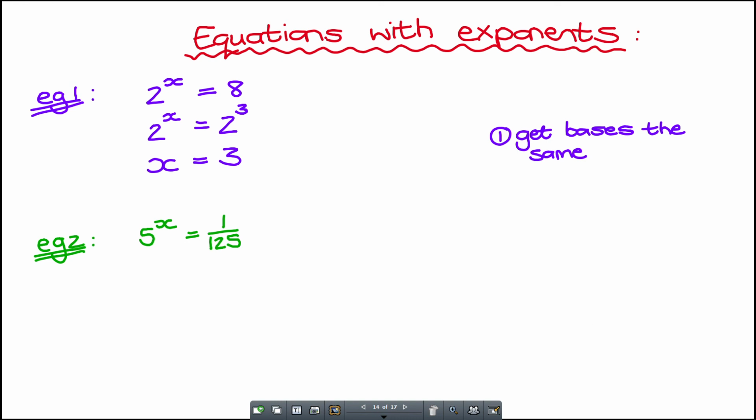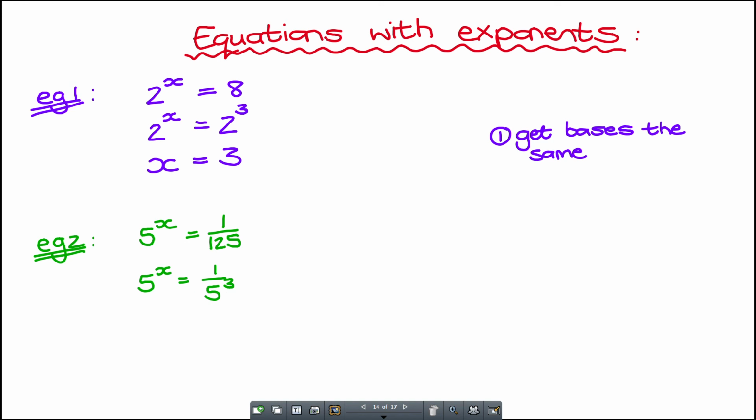Okay, now example 2. I need that to be a base of 5 on the right-hand side as well. But because it's a fraction, it's making it difficult. So I'm going to show you 2 methods. Method 1 is where I keep it in the fraction and I change the bottom part. So 5 to the power of x is 1 over, and instead of 125, I write 5 to the power of 3.